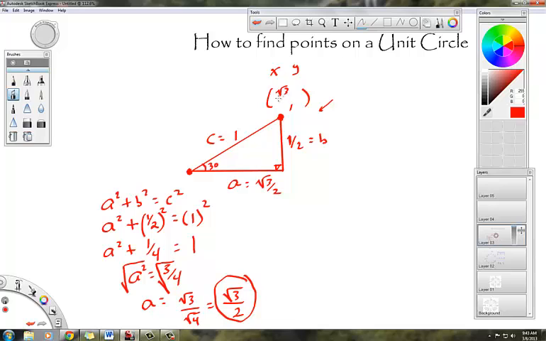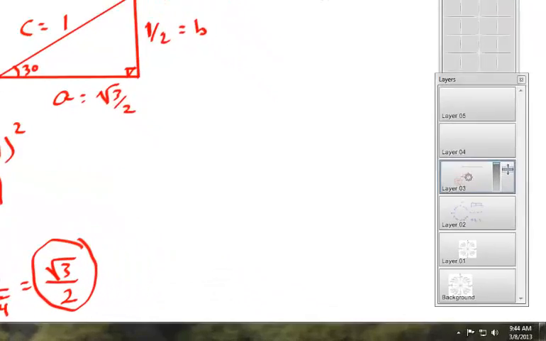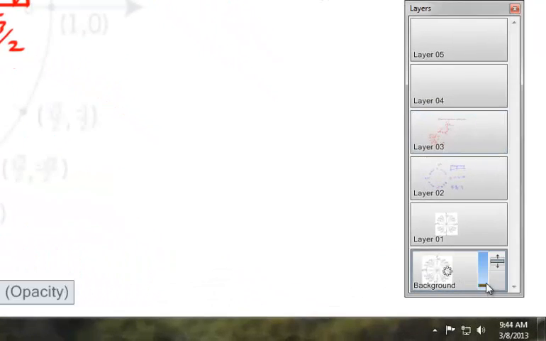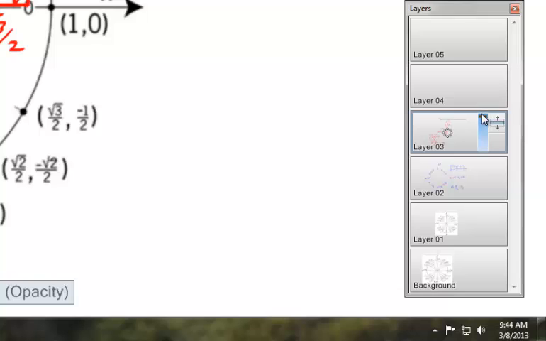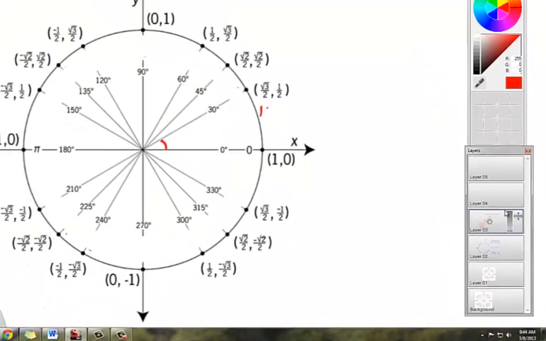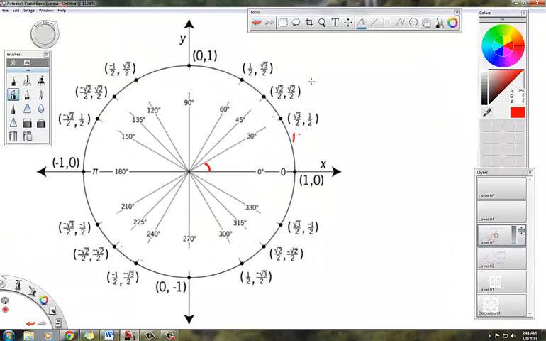The radical 3 over 2. The 1/2 would go here because that's the y direction. This is x, y. And if we fade the unit circle back on, you can see that this is radical 3 over 2 and 1/2. Radical 3 over 2 and 1/2. Very cool.